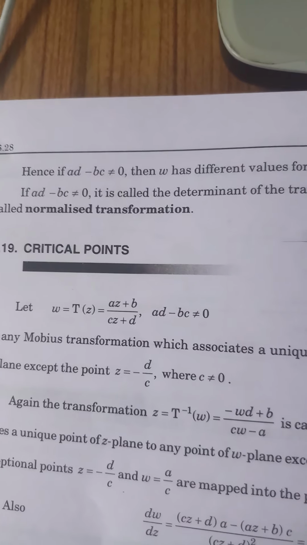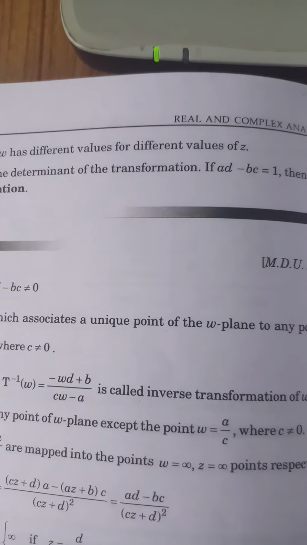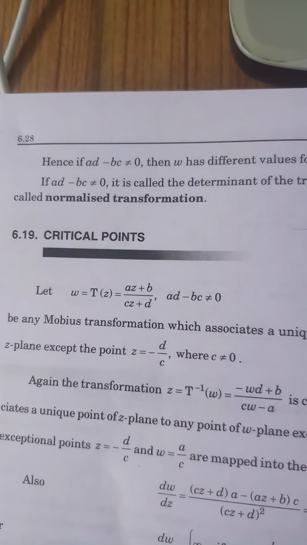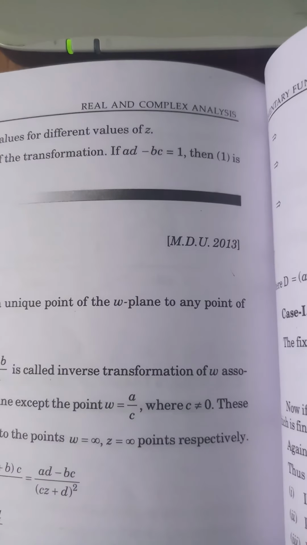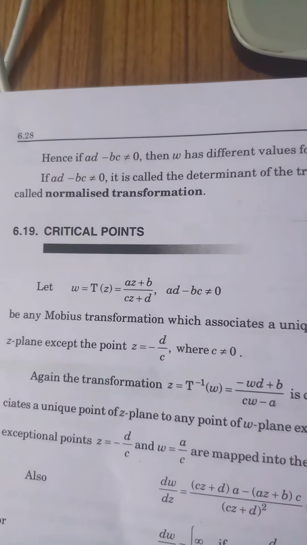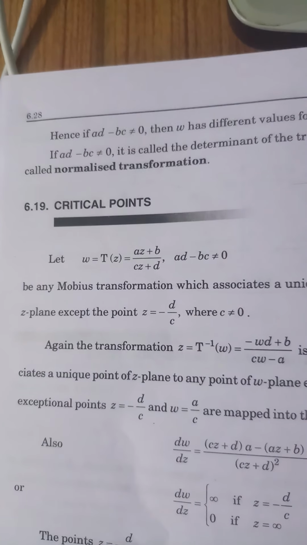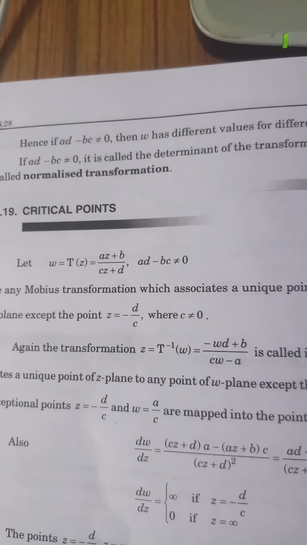If ad minus bc is not equal to 0, it is called the determinant of the transformation. And if ad minus bc equal to 1, then it is called a normalized transformation. Critical points. Let w equal to T(z) equal to (az plus b) divided by (cz plus d).